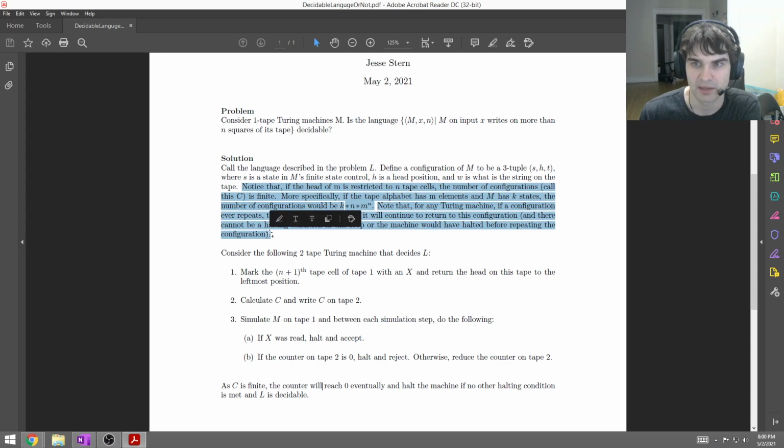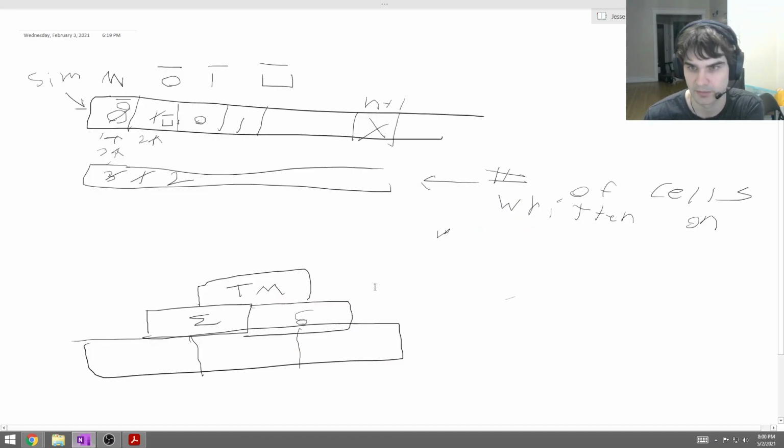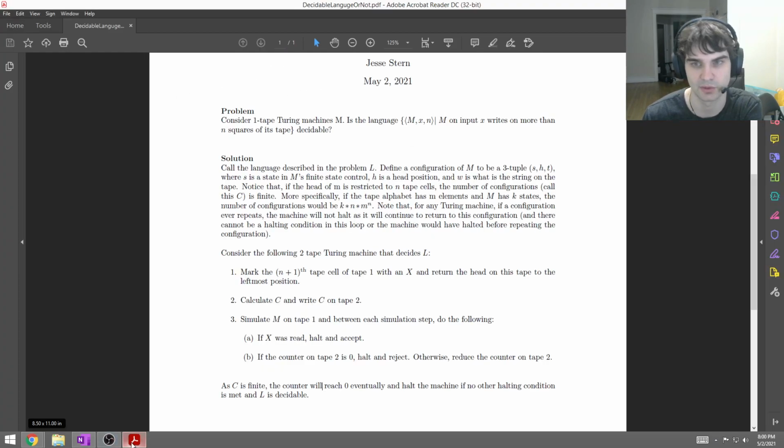The reason that I write about if this assumption were true, here's the things that follow, is notice that once I write my simulating machine to decide L, I have the following line in my code, which is if X was read, halt and accept. What does that mean? Well, if I read the X, then I've worked on more than n tape cells. And if I haven't read the X, then there's no way I can just skip. The Turing machine doesn't have random access, right? So because I can't just skip over this cell, I must be only in these first n tape cells. So I could only have worked on n tape cells.